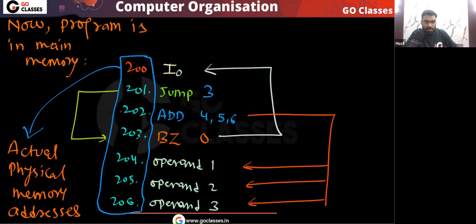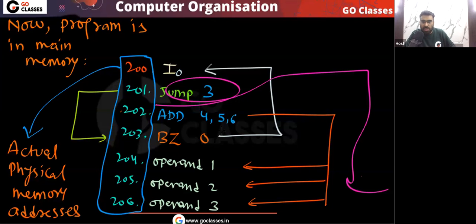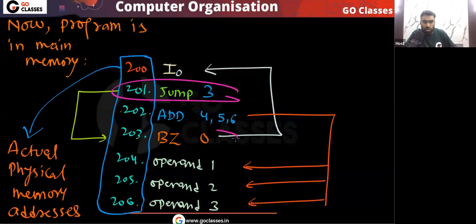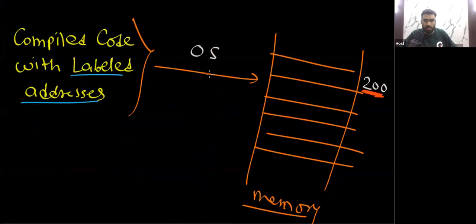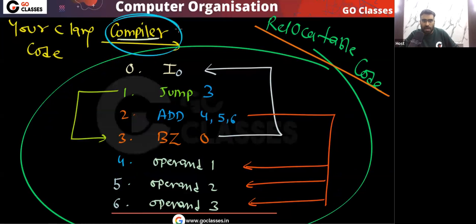So how to make everything right? Because this will actually jump to 3, but it should jump to 203. So how to make it right? Any suggestion, anyone? You understood my concern, right? Because remember, when you load this program, after the compilation this was a nice program. These are the line numbers.